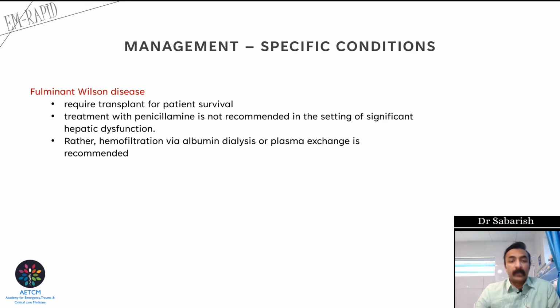For Wilson's disease, if the patient is presenting with fulminant Wilson's disease, the patient usually requires transplant for a good survival, and treatment with penicillamine is not recommended in the setting of significant hepatic dysfunction. Rather, hemofiltration via albumin dialysis or plasma exchange can have some role. We will come to that later.